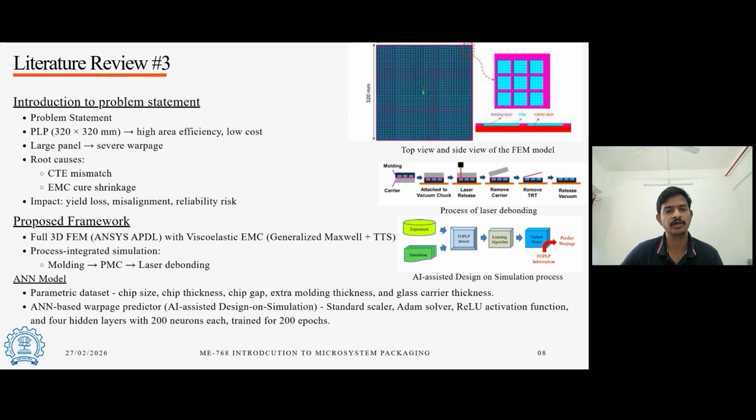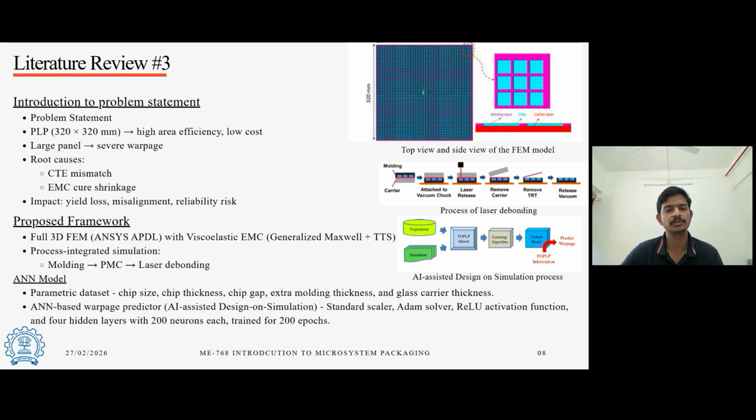A database was generated by dividing the panel into 1,800 grid points and varying 5 key design parameters such as chip size, chip thickness, chip gap, extra molding thickness, and glass carrier thickness. An artificial neural network was trained using this database. Different preprocessors, solvers, and activation functions were evaluated.